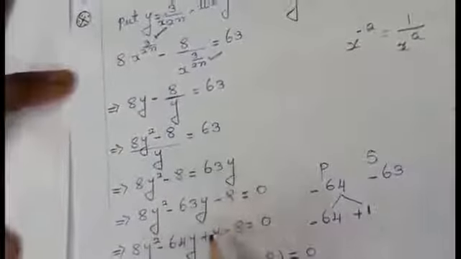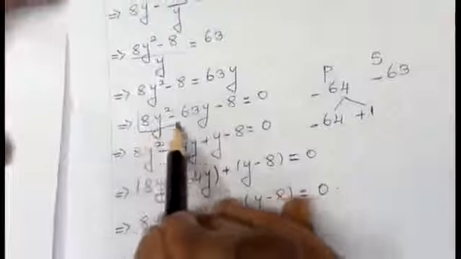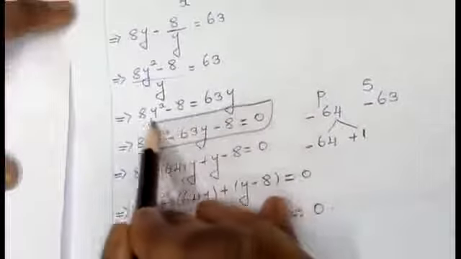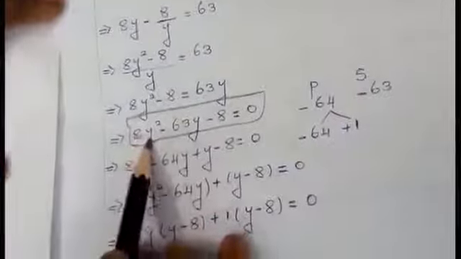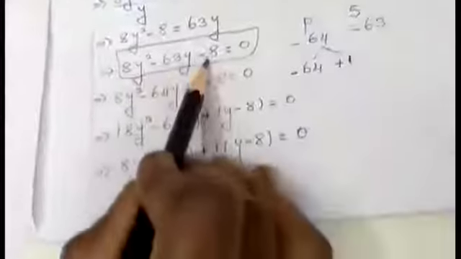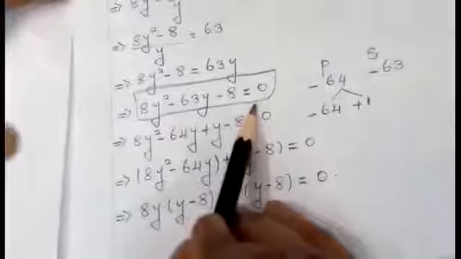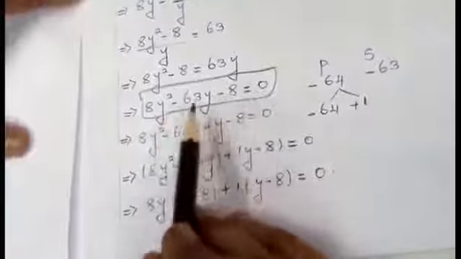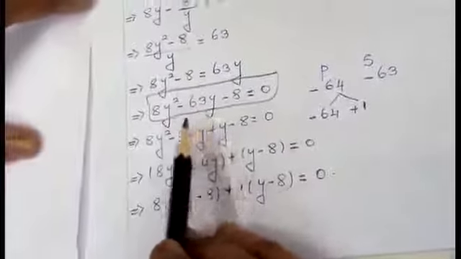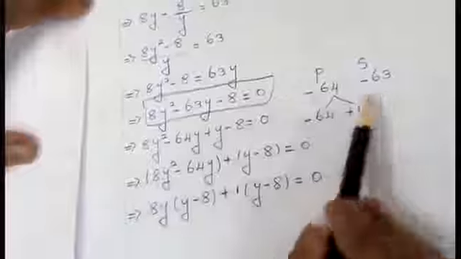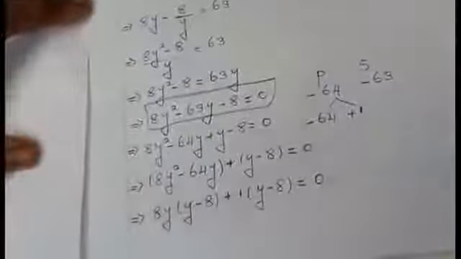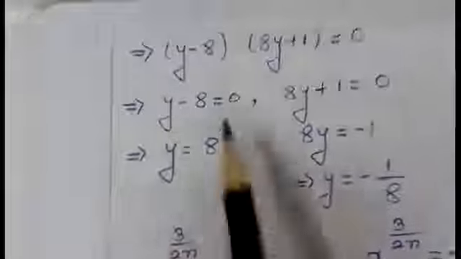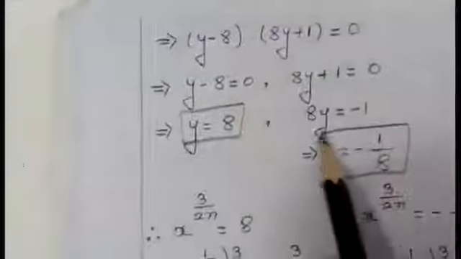Do the simplification, students. You will get this particular equation, that is 8y square minus 63y minus 8 equal to 0. Again I am repeating, this is a quadratic equation. You can do it using the quadratic formula or the product sum method. It is up to you, but you have to do the calculation in a correct way. That's all. I am using product sum calculation. After calculating, I am getting the answer as y equal to 8, y equal to minus 1 by 8, students.